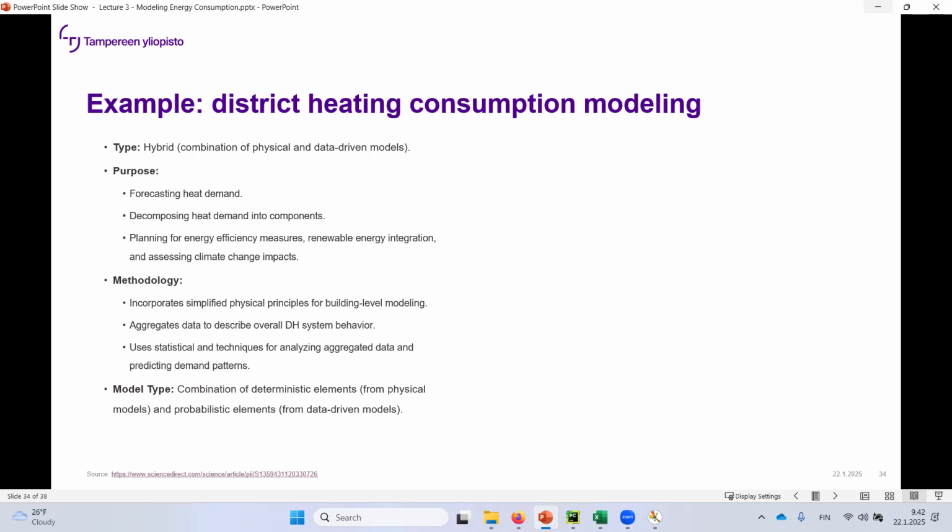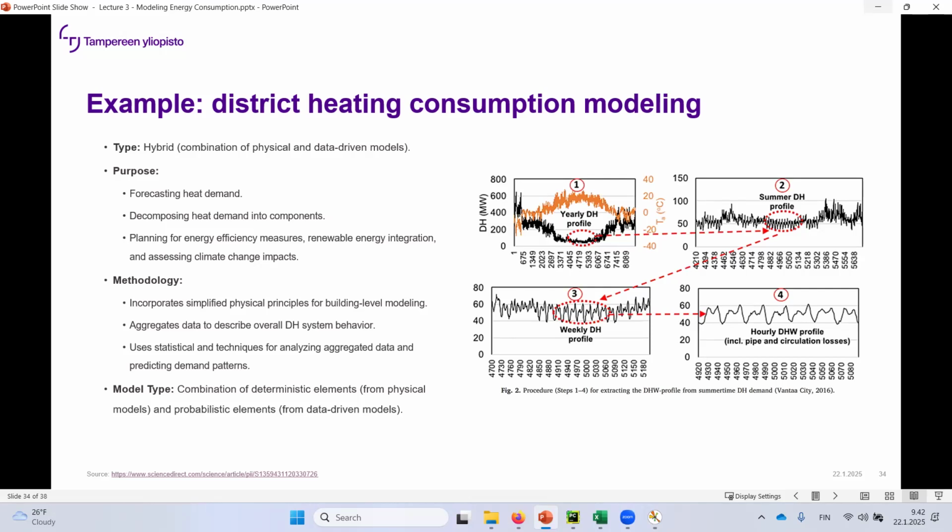So the model type is a combination of deterministic elements from physical model. And if we were to use this probability distribution model, in here, I didn't use it, so I just fixed the hot water consumption. But you could use this probability element in here as well. So this is from the article. They have yearly profile of district heating in, I think it was in Vantaa. So in here you can see the outside temperature and the district heating. And you see during the summertime, it's rather flat.